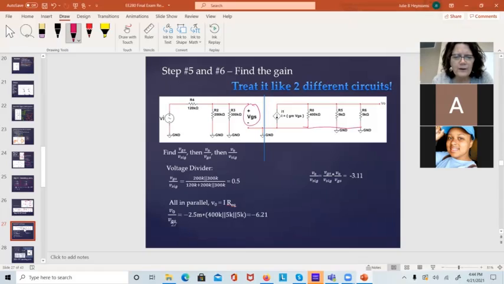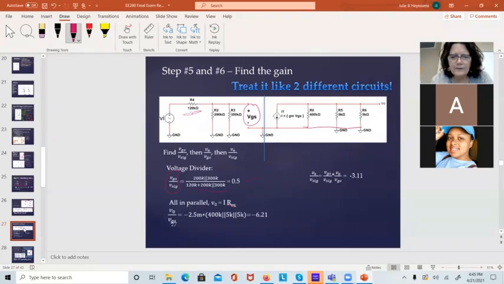It's a voltage divider. So VGS over my input voltage, which I called V sig in the equation, is the parallel combination of this 200K and 300K divided by that resistor right there, the sum of the two resistors. And that comes out to be 0.5.